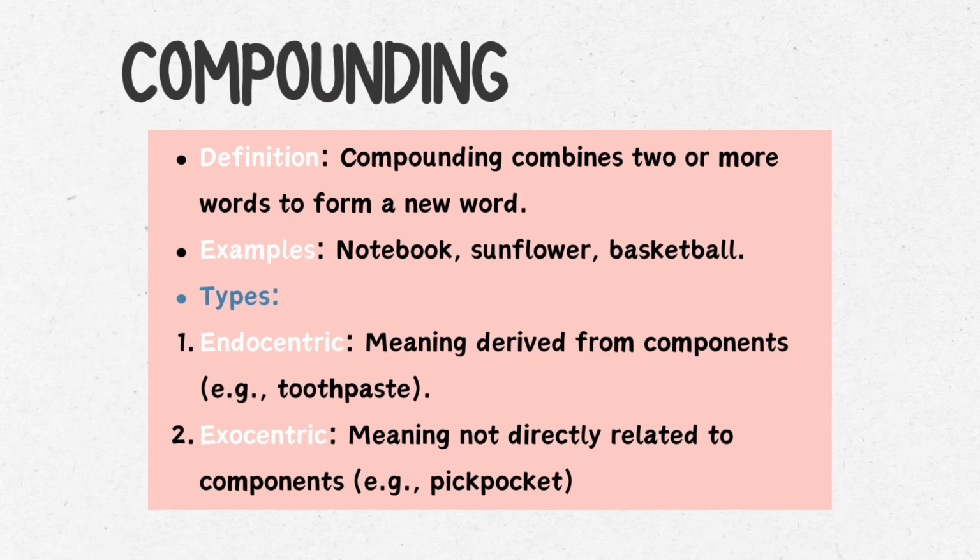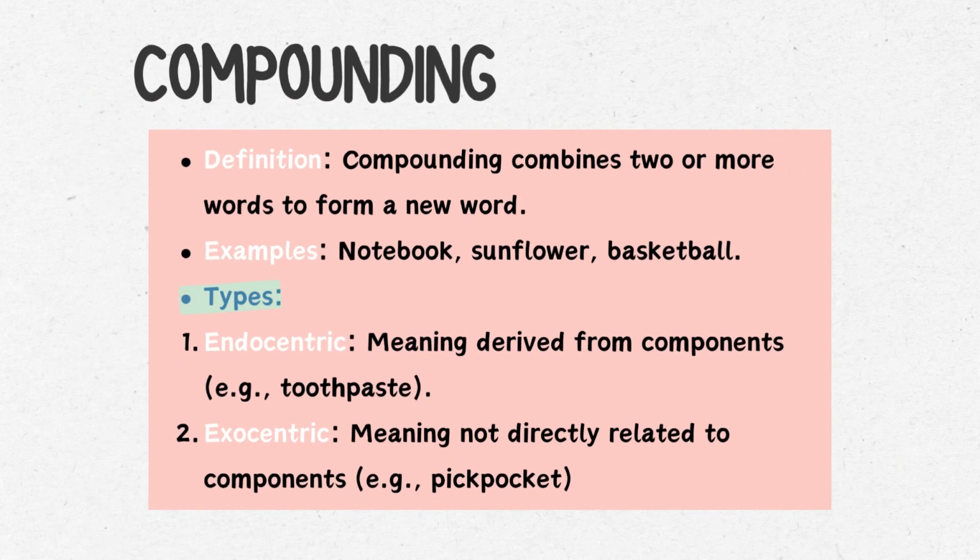Now let's move on to compounding. Compounding combines two or more words to form a new word. For example, notebook from note and book, sunflower from sun and flower, basketball from basket and ball. Now there are two types of compounding: endocentric and exocentric compounding.